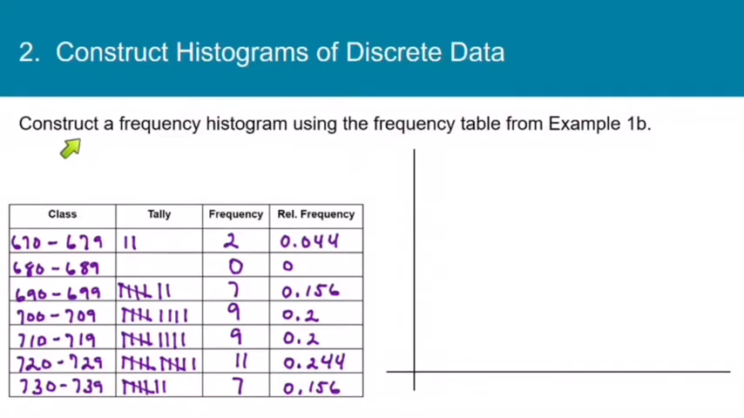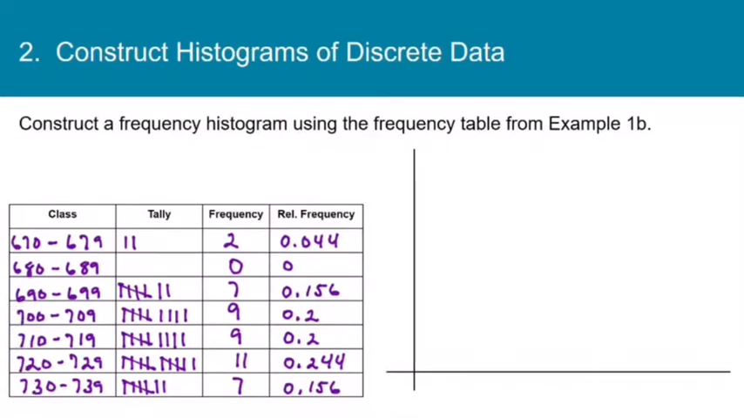Now we're going to construct a frequency histogram using the frequency table from the second example we did, which was the Old Faithful Geyser in Wyoming. Remember that big table of data that we looked at? It was discrete data. And remember they gave us the lower class limit of the first class as 670 and the class width was 10. So 670 plus 10 was 680, plus another 10 was 690, and so on.